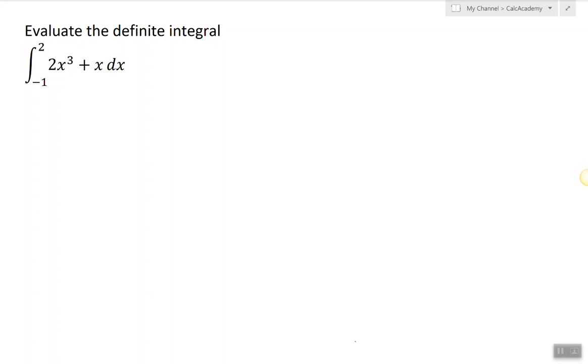In this video, I will show how to use the fundamental theorem of calculus to evaluate the definite integral. First, let me remind you what the fundamental theorem of calculus is.